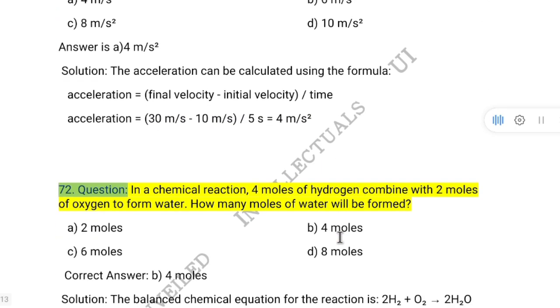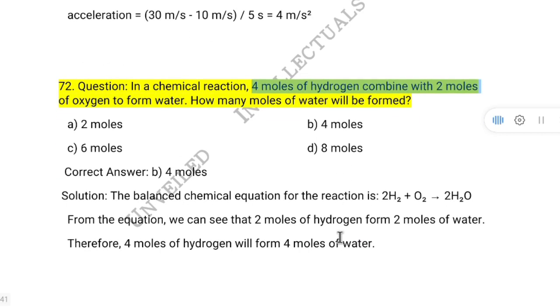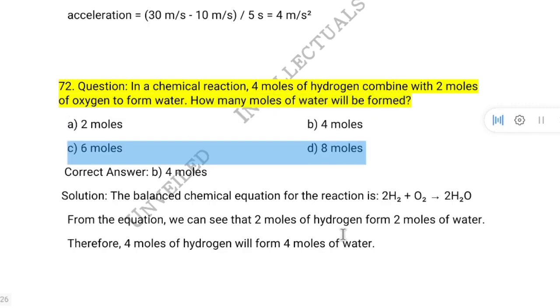72. Question. In a chemical reaction, 4 moles of hydrogen combine with 2 moles of oxygen to form water. How many moles of water will be formed? A. 2 moles. B. 4 moles. C. 6 moles. D. 8 moles. Correct answer: B. 4 moles.